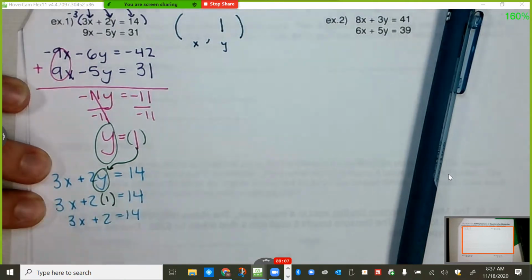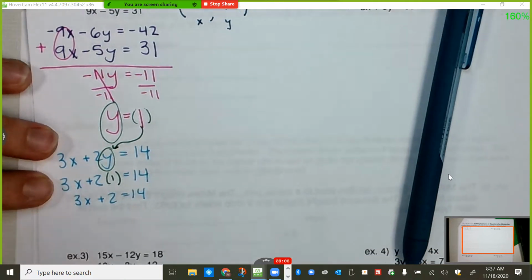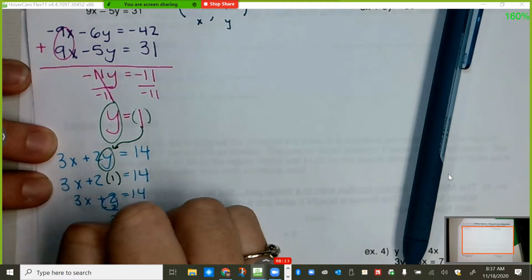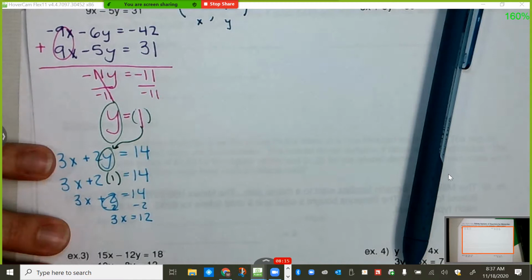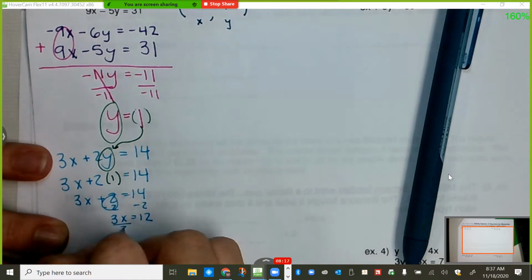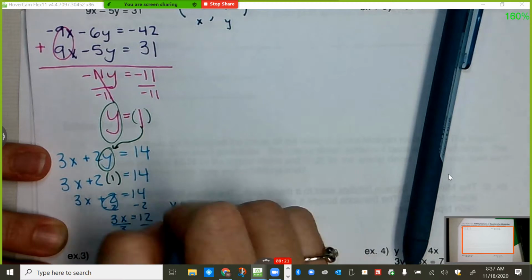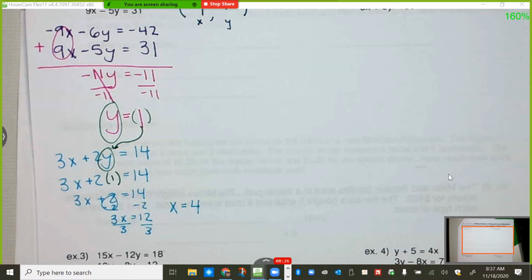Now what? Subtract 2. And I get 3x equals 12. Last step. Divide by what? And what does x equal? There's my answer. Whoop.